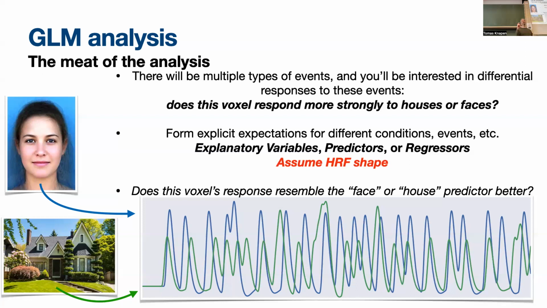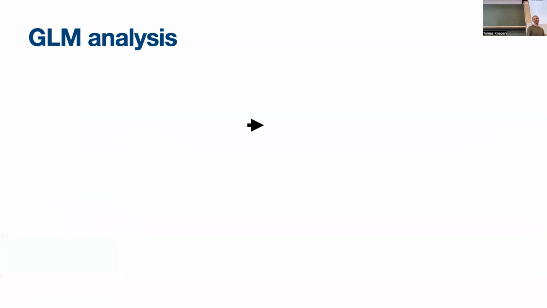And so the GLM analysis is all about setting things up such that you can say, this is a house voxel, this is a face voxel. Geez, I get confused with this. And so the rest of the lecture is just me trying to explain the general geometric principle of what this GLM analysis is.